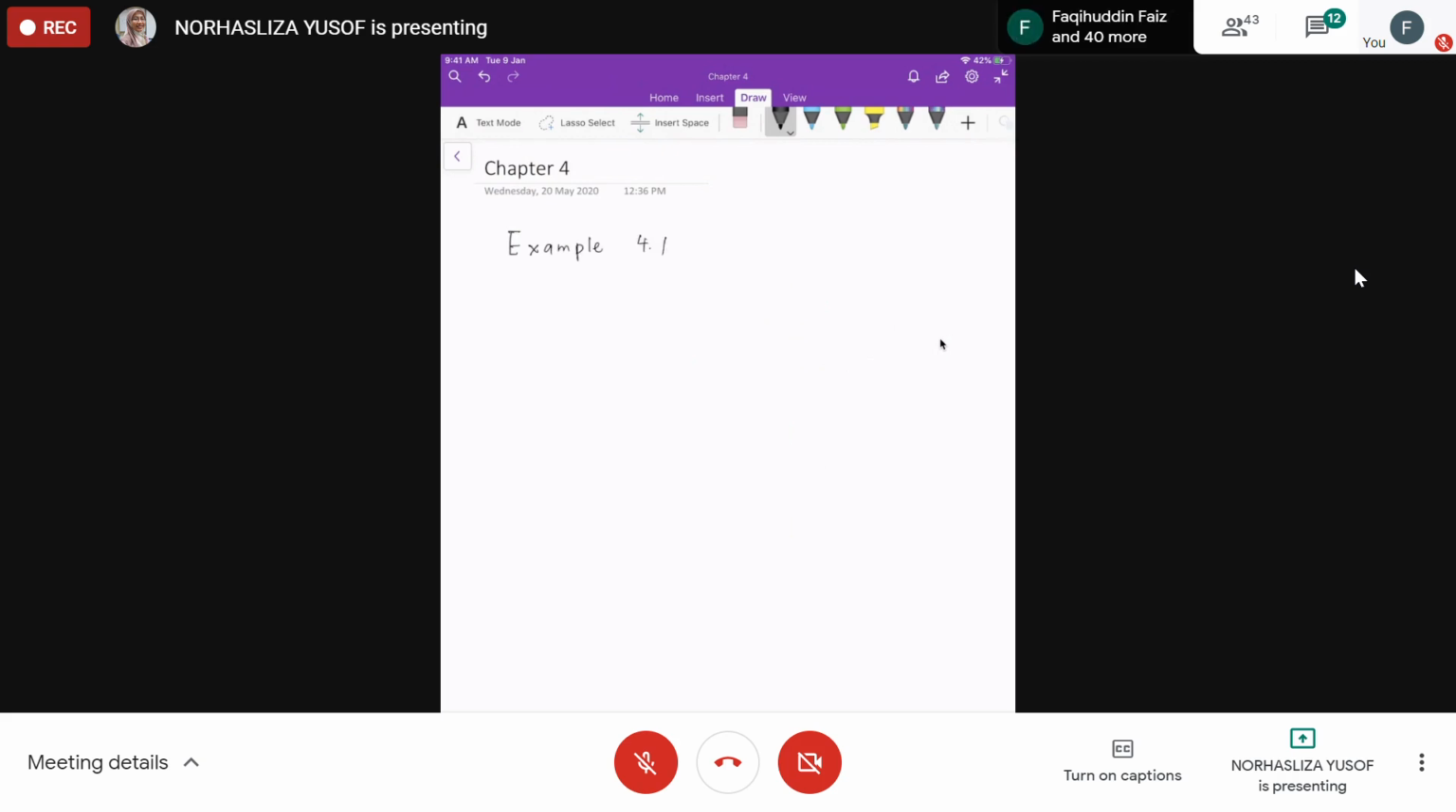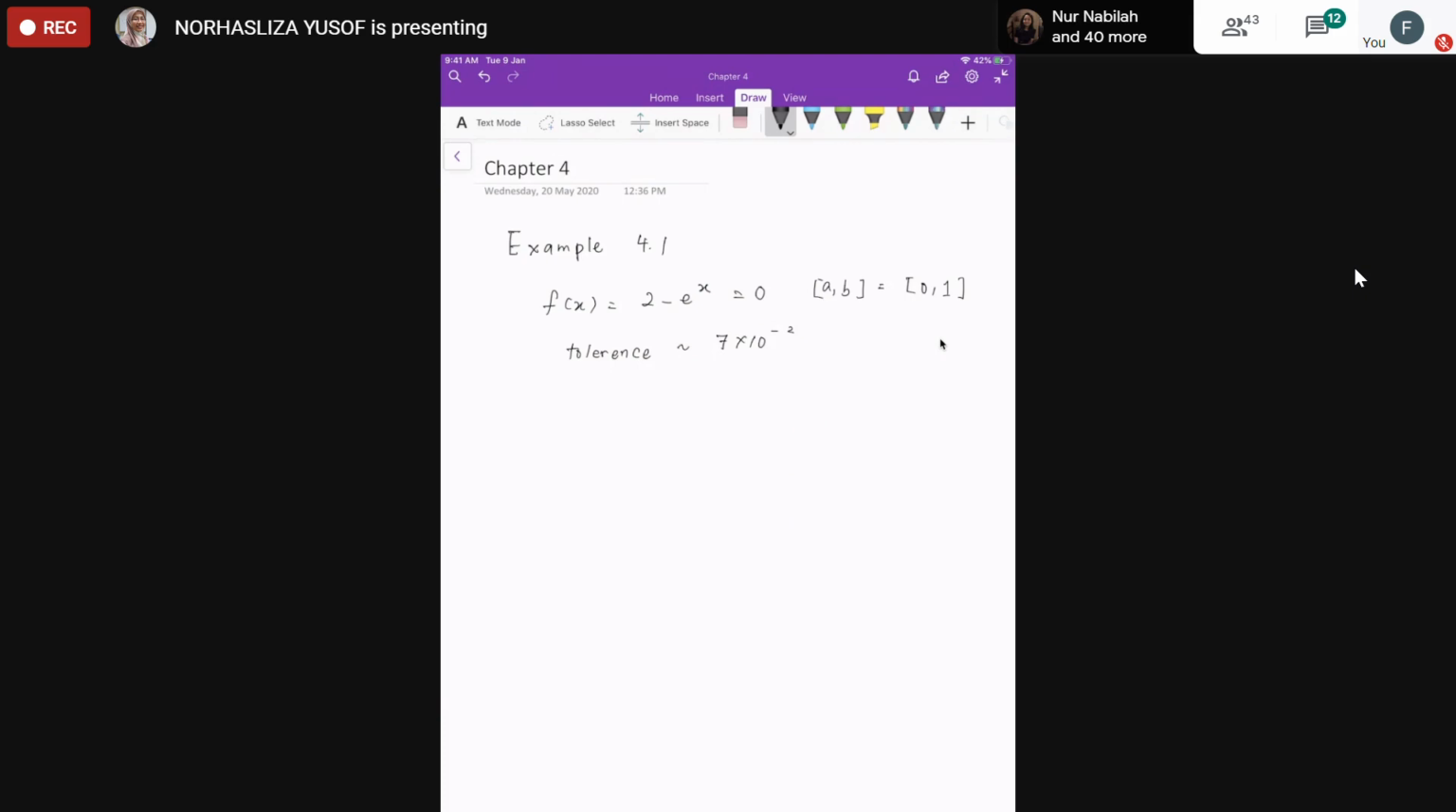So for example 4.1, you are given a function f(x) equivalent to 2 minus exponential x. Okay, so this is your function, right? And since we are going to find the root, it is equal to 0. Our interval A and B is between 0 and 1. We are going to stop this calculation when the tolerance is around 7 times 10 to the minus 2. Right? So these are the conditions you are given.